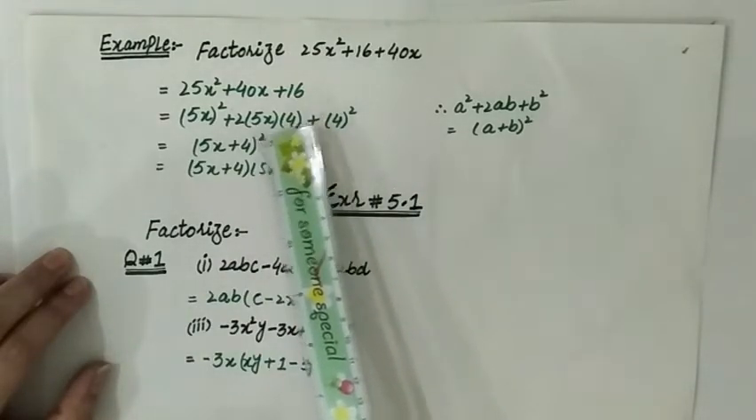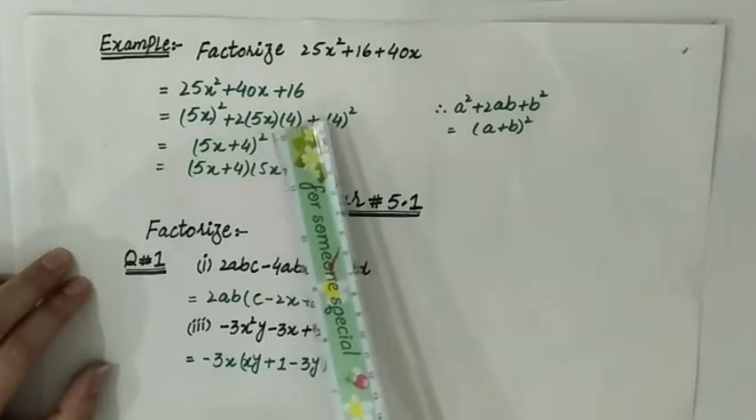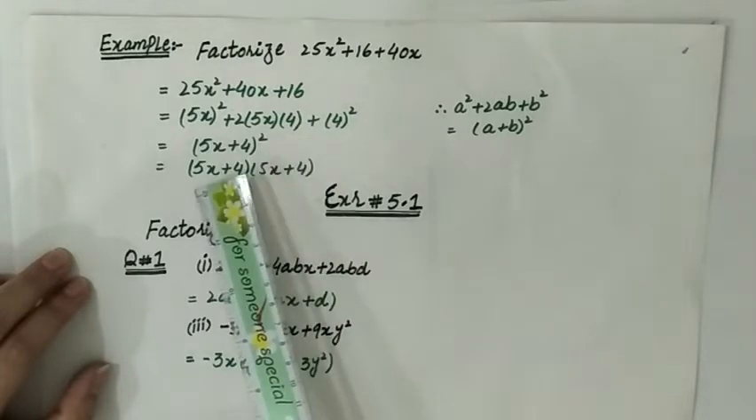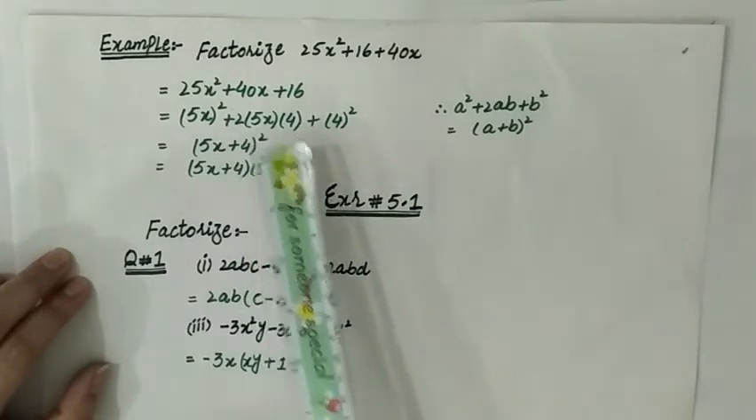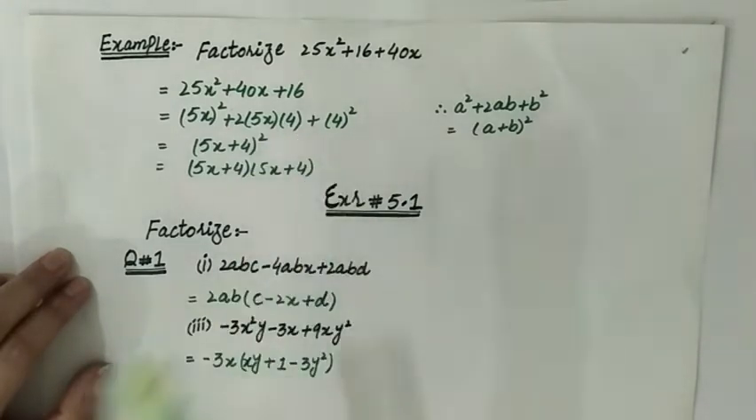Because there is power 2, which is square, we will write it in the form of two factors: 5x plus 4 and 5x plus 4.